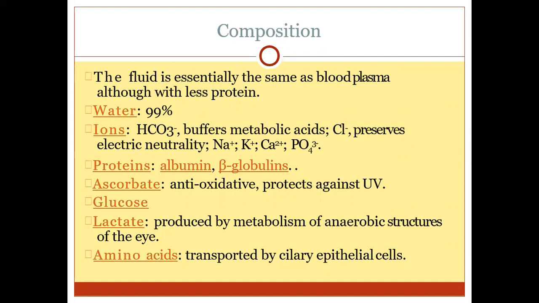In the remaining 1%, we have ions, buffers, metabolic acids, preserving electric neutrality, sodium, potassium, and so many ions present. Proteins are also there, albumins and beta globulins. Ascorbate is antioxidative and protects against UV rays. Glucose is there. Lactate is produced by the metabolism of anaerobic structures of the eye. So the end product of anaerobic metabolic activity is lactate, which is also present in the aqueous humor. Amino acids are also present, transported from the ciliary epithelial cells.